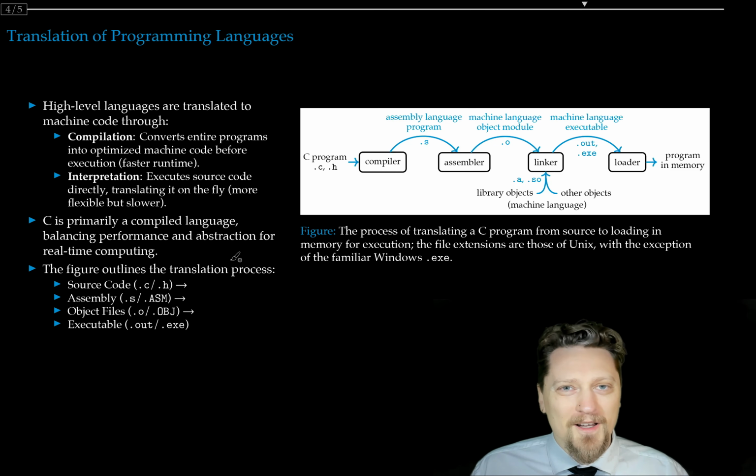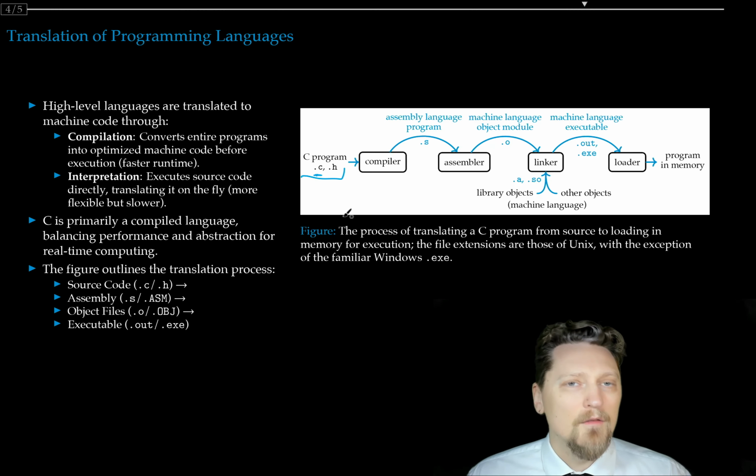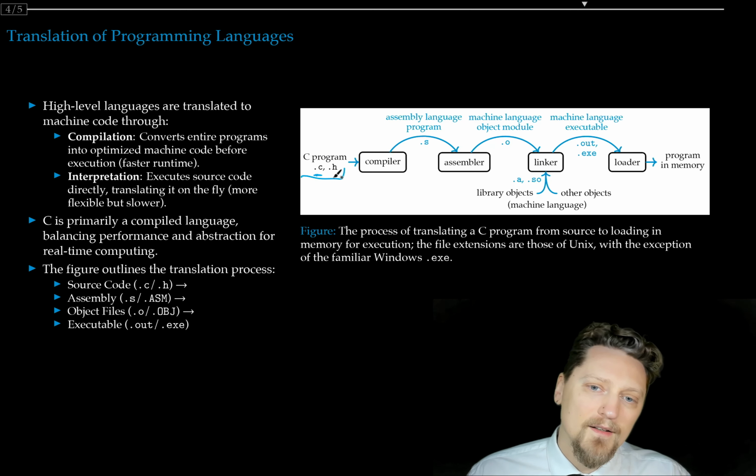The figure outlines the translation process. So we have our C program source code here. The extension that we usually use is .c for code files, and then .h for header files, which are also code files but have some information that we usually want to keep out of our .c files. We'll talk more about that later in the chapter.